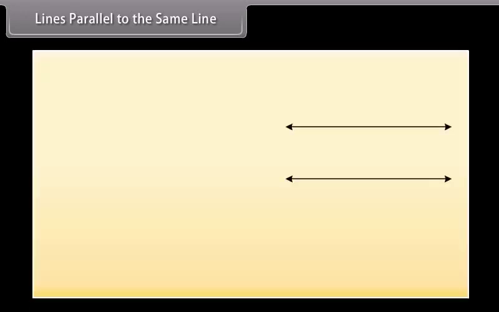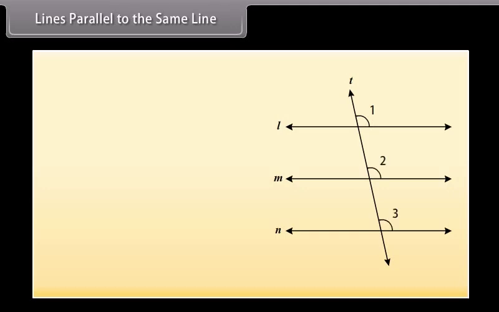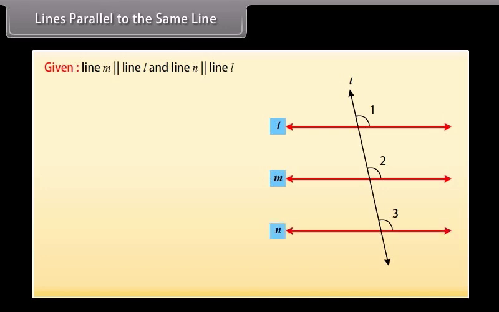Lines parallel to the same line. Let us now check that if two lines are parallel to the same line, then they will be parallel to each other. Look at this figure. Here line M is parallel to line L and line N is parallel to line L. Let us draw the line T as a transversal for the lines L, M and N. It is given that line M is parallel to line L and line N is parallel to line L.